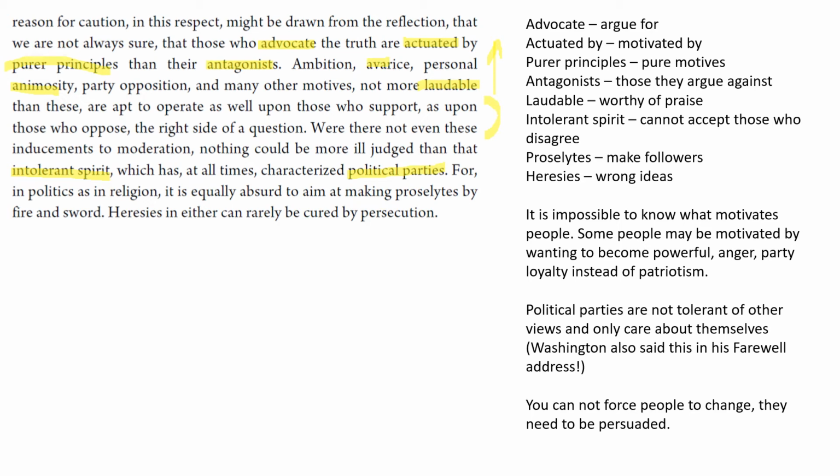For in politics as in religion, it is equally absurd to aim at making proselytes by fire and sword. Proselytes means followers. By fire and sword means physically forcing people to follow you. Heresies in either can rarely be cured by persecution. Wrong ideas in either politics or religion cannot be changed by persecuting people.